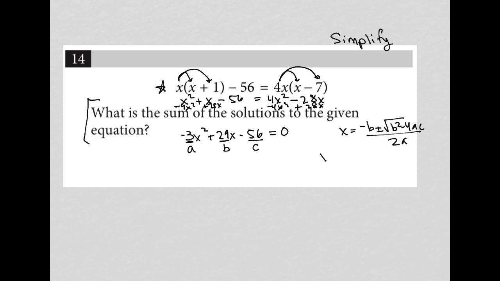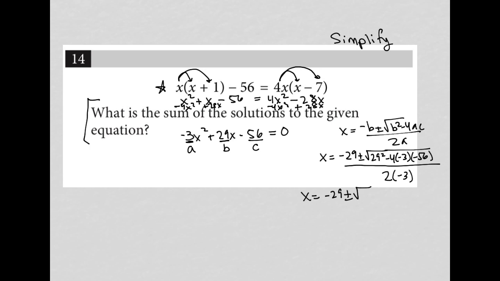So if I start throwing those values in, I'd have a negative 29 plus or minus the square root of 29 squared minus 4 times negative 3 times negative 56, all over 2 times negative 3. So in continuing with this, I'm going to grab my calculator now.